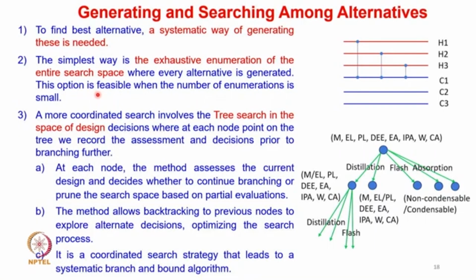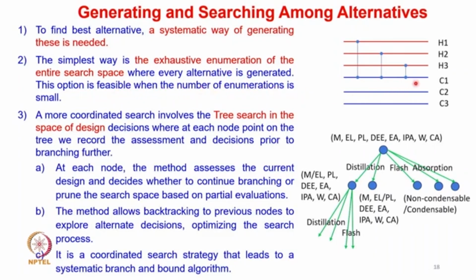So the important question here is how we can generate and search different alternatives. The best alternative has to be found out from several possible alternatives generated, and there should be a systematic way of generating these alternative flow sheets. The simplest way to generate the alternative flow sheets is an exhaustive enumeration of the entire search space, where every alternative is generated. This option is feasible when the number of enumerations is small.